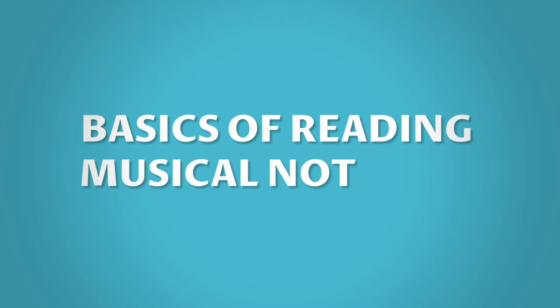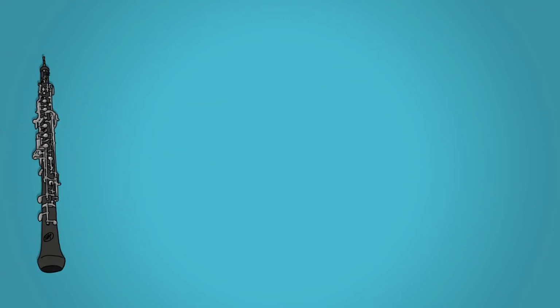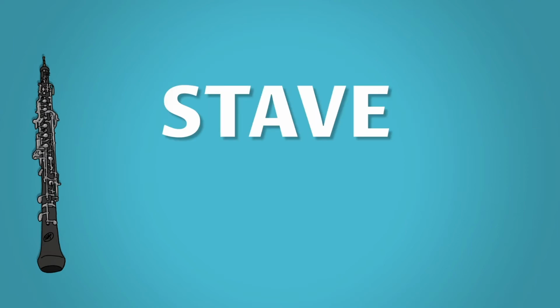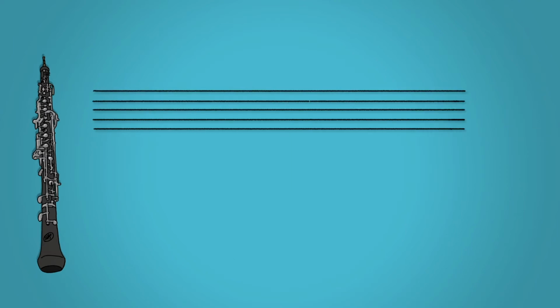Basics of reading musical notation. For the oboe, staff notation is structured around something called the stave. This consists of 5 lines and is marked with a treble clef at the start of the stave. Middle C lies at the very bottom of the stave on its own little imaginary line.